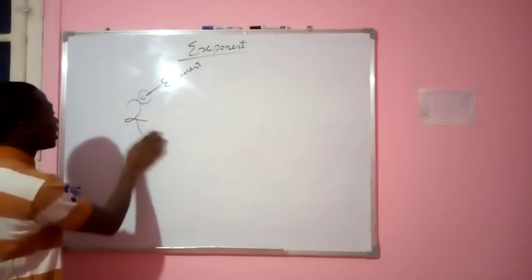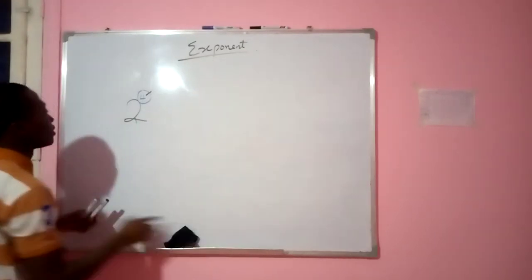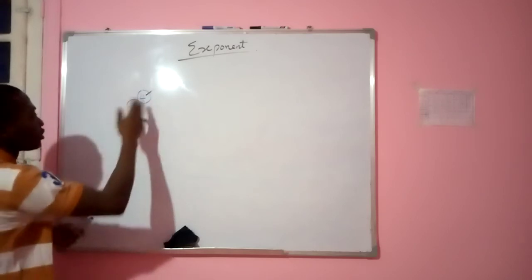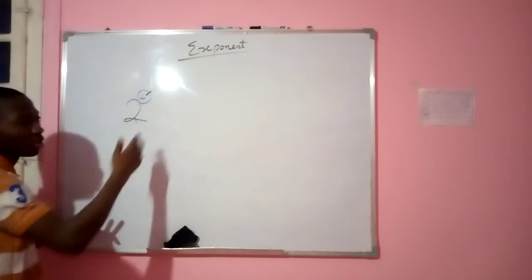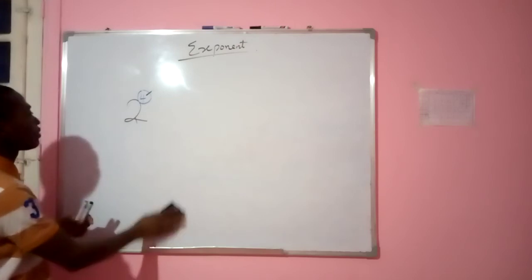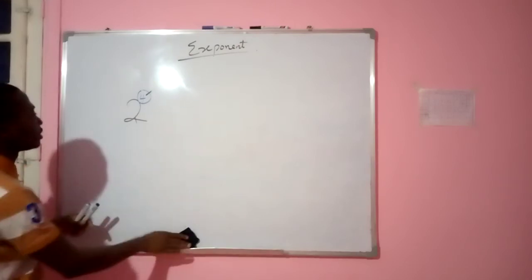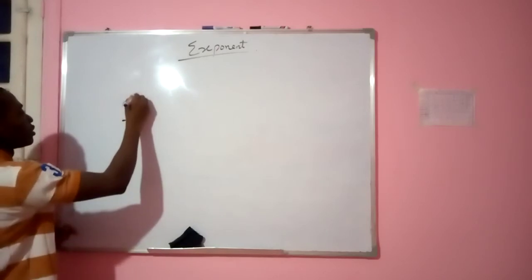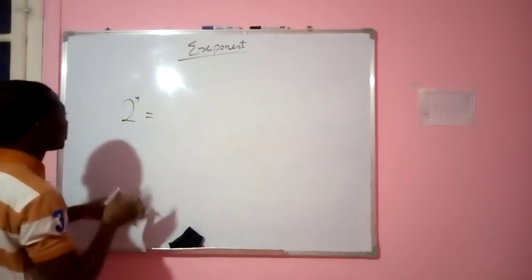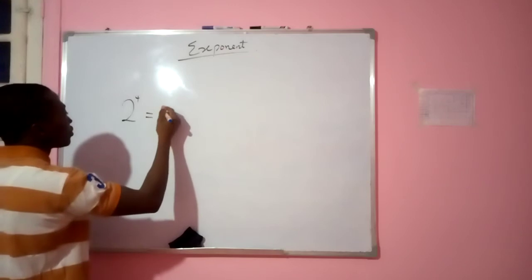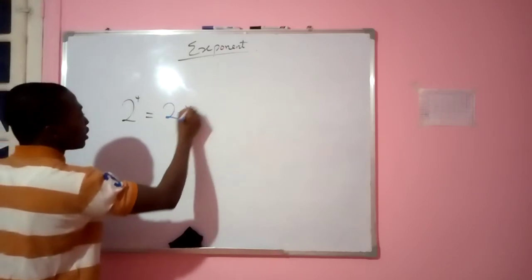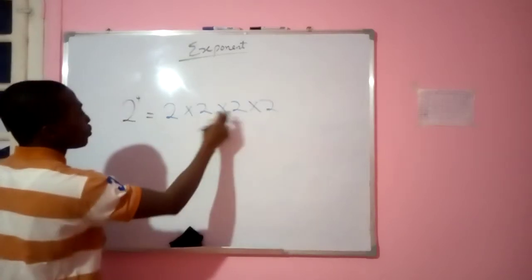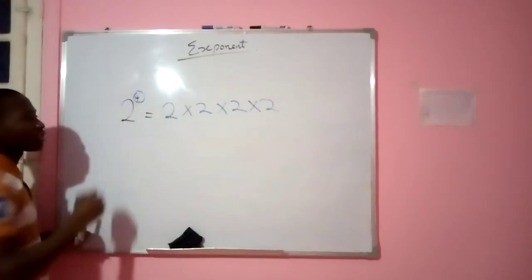It's read 5 raised to the 4th power. It is sometimes also called a power. So 2 is raised to the 4th power. What does that mean? It means that 2 is the base, the one that's going to be repeated: 2 times 2 times 2 times 2. 1, 2, 3, 4, the number of the exponent written here.